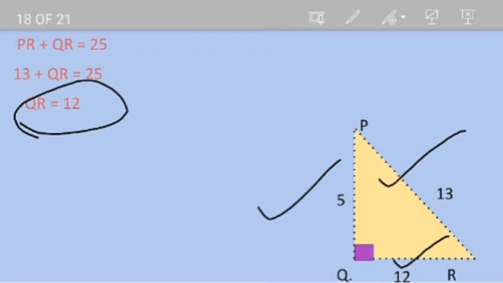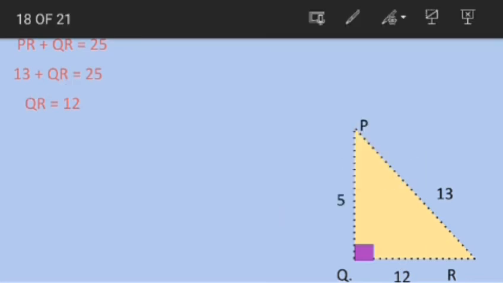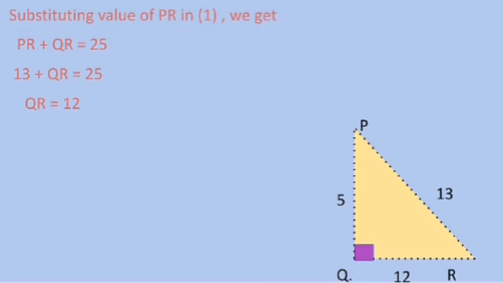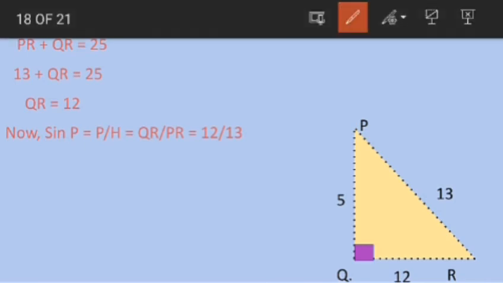Now class, moving further, since we have the value of all the sides, that is PR, QR and PQ, now we can begin calculating sin P, cos P and tan P. For calculating sin P, we know that it is going to be perpendicular upon hypotenuse. Here class, we are talking about this angle this time. Always remember class, choosing a correct angle and correct side is key to success in this chapter.